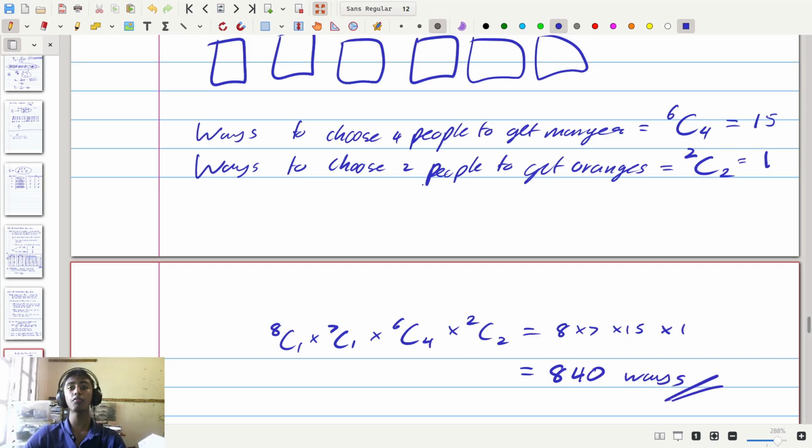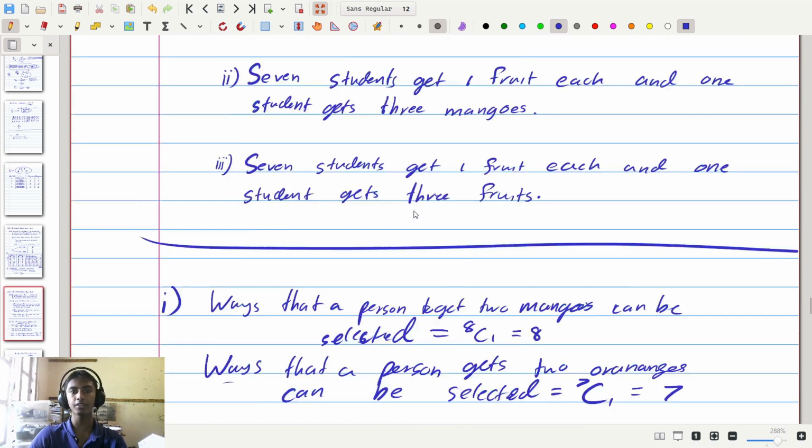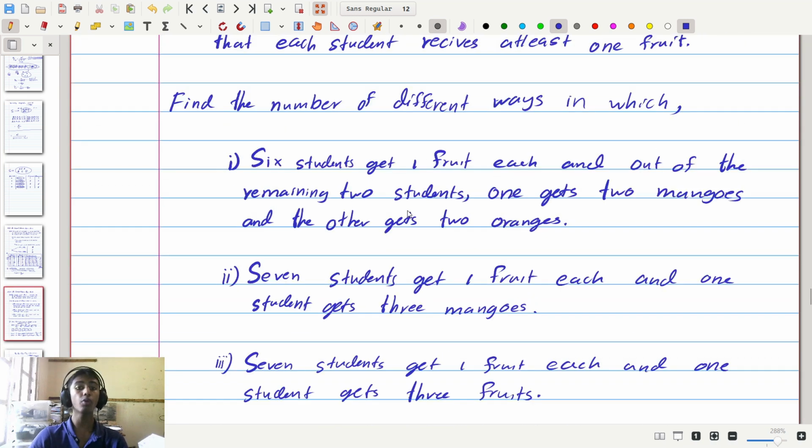There are 840 unique combinations of different ways for us to give 6 students 1 fruit each, and out of the remaining 2 students, 1 gets 2 mangoes and the other gets 2 oranges.